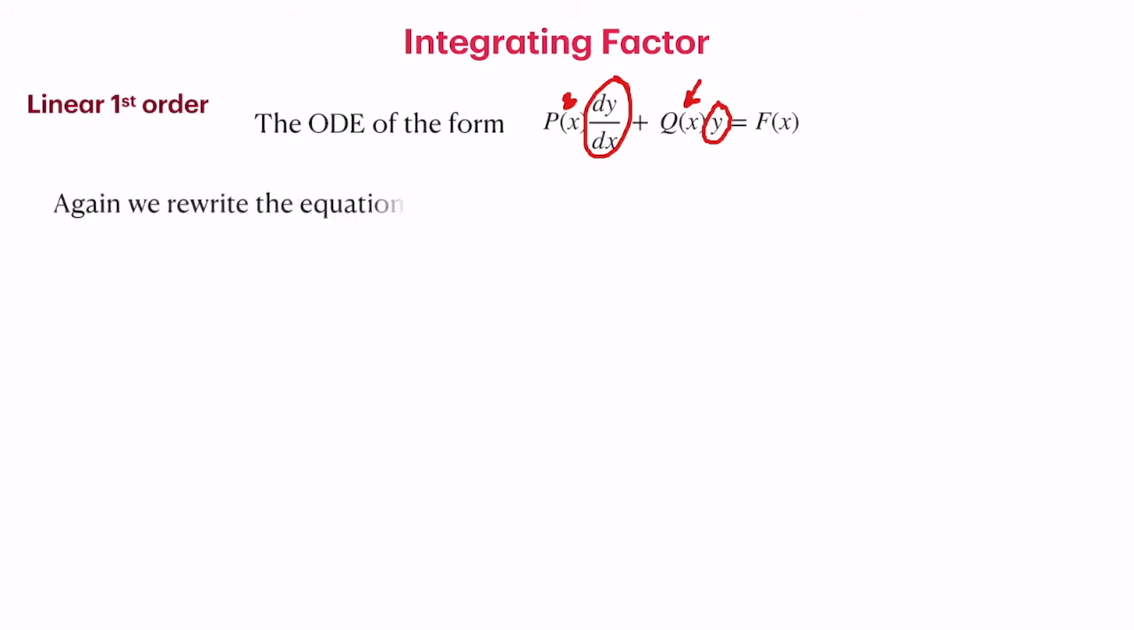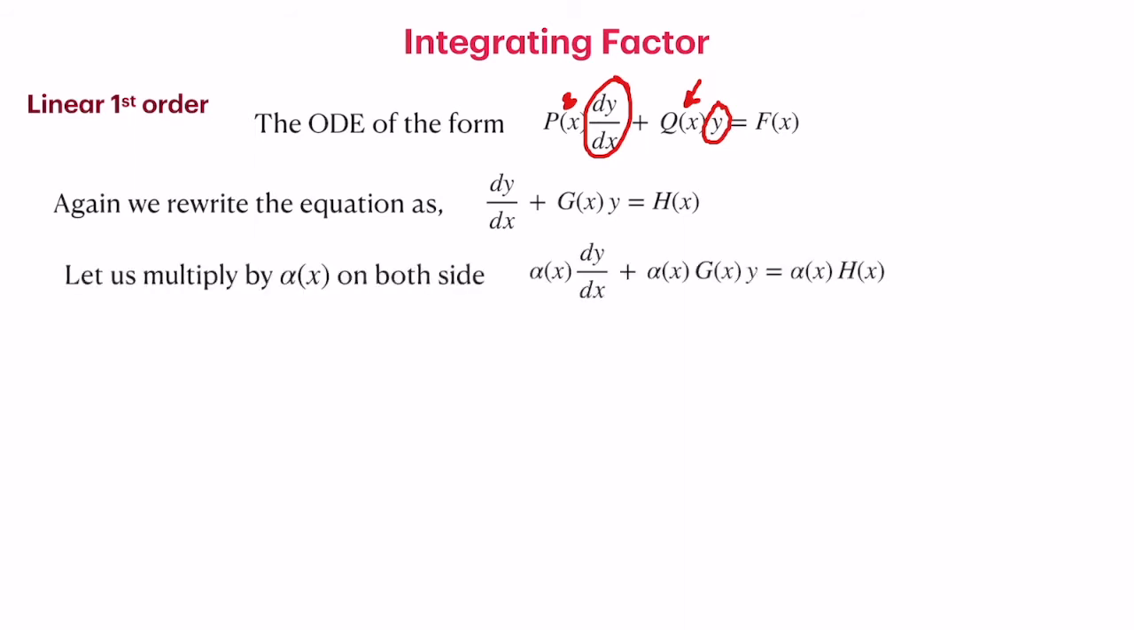So we can also write it in the following form: dy by dx plus g of x into y is equal to h of x. It is basically by dividing by P of x that we can redefine g of x and h of x, and then we can multiply it by alpha of x on both sides. So this is to find the integrating factor for the linear first order differential equation.